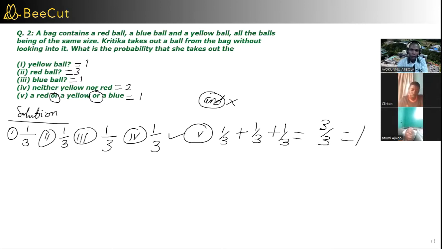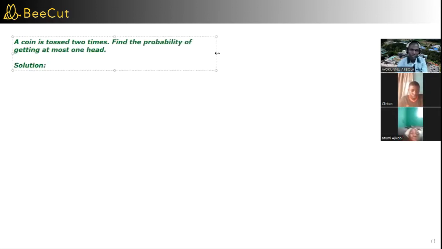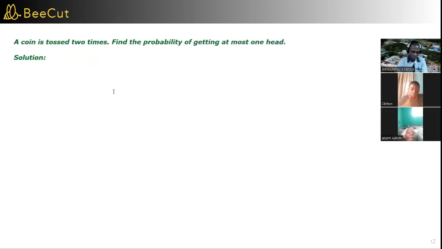Let me put it up here. So a coin is tossed 2 times. Find the probability of getting at most 1 head. You know, when you toss a coin, they say it either shows head or tail. Yes or no? Yes, sir. So it either shows head or tail.